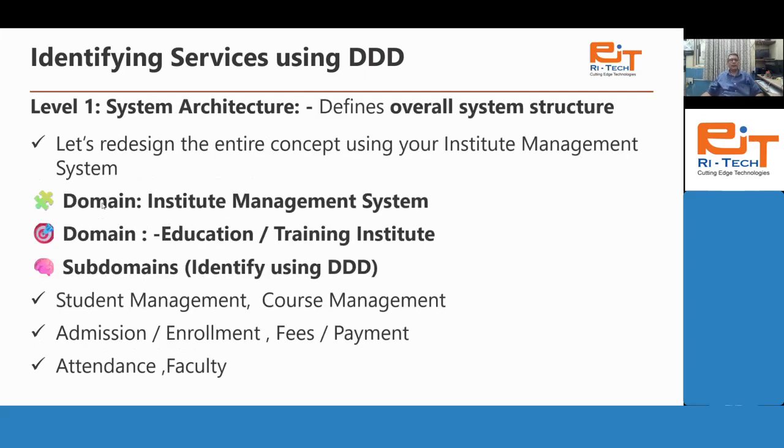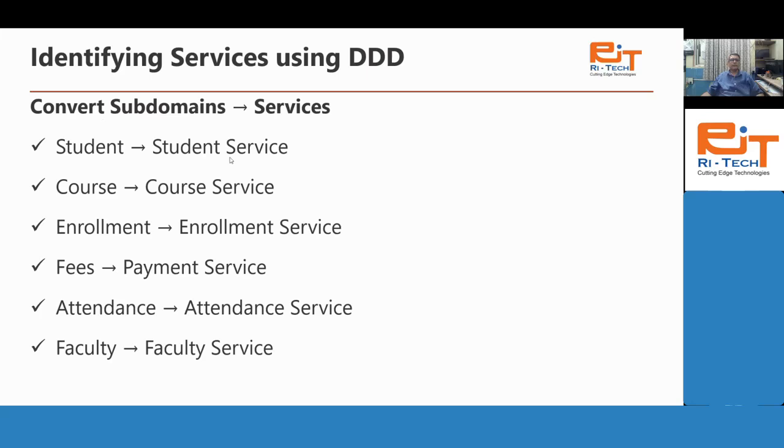Now, as per our subdomain, what we can do, we can create a student service, we can create a course service, enrollment service or admission service, fees or payment service, we can say attendance service, faculty service. So we can create such services. So this identification can happen using DDD.